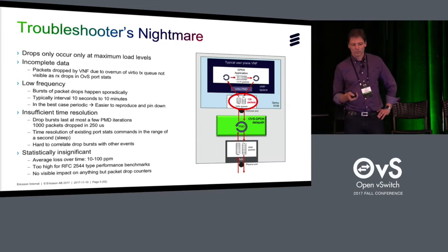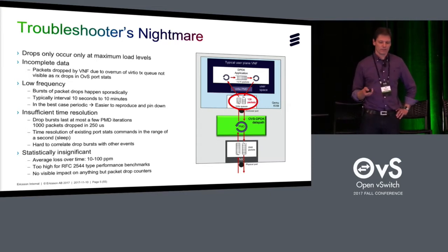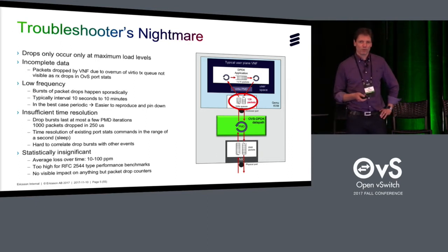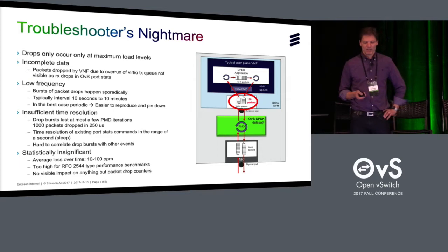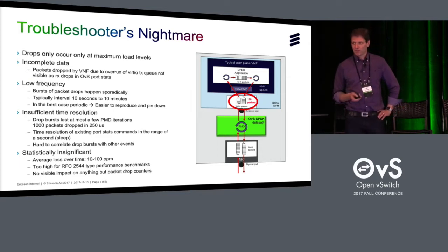And then these drops are statistically insignificant. Averaged over time, maybe 100 ppm drop. This is far too much for benchmarking and also for application requirements, but the impact on anything but packet drop counters is negligible.